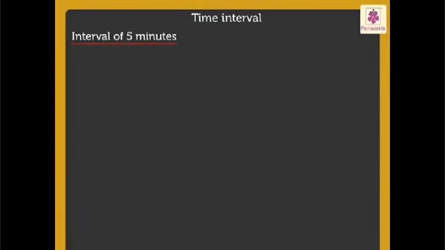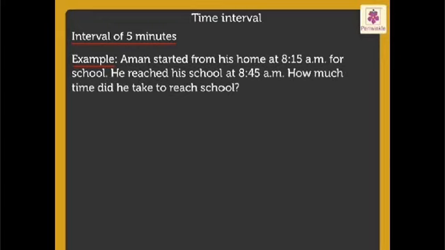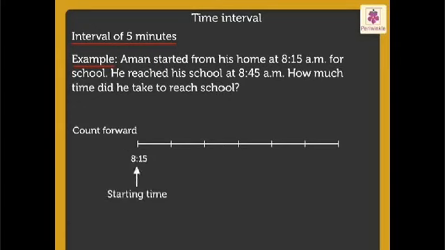Now, let us learn about interval of 5 minutes. Let us solve an example. Aman started from his home at 8:15 a.m. for school. He reached his school at 8:45 a.m. How much time did he take to reach school? Here we shall count forward, but this time the time interval for each count would be 5 minutes from the starting time 8:15 a.m. So on counting forward by 5 minutes from 8:15 a.m., we reach 8:20 a.m.